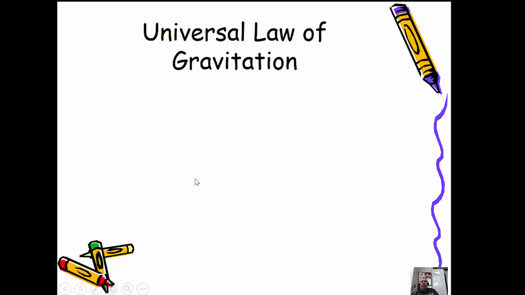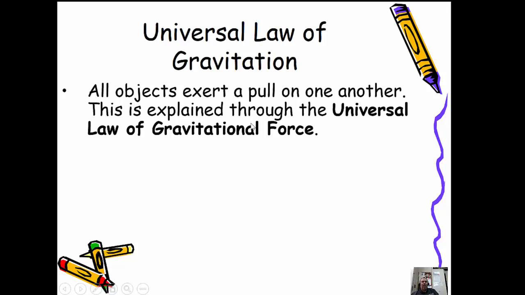Now, when we're talking about gravity, a gravitational pull is going to exist everywhere. All objects are going to be attracted to one another. They exert a force and attraction to every single thing, and that's explained by the universal law of gravitation.